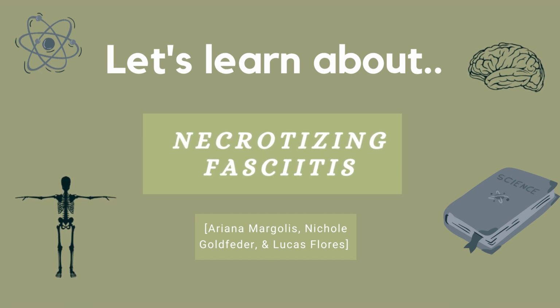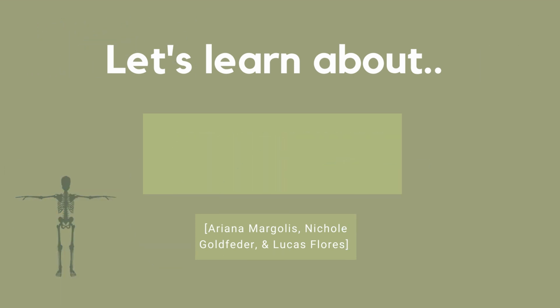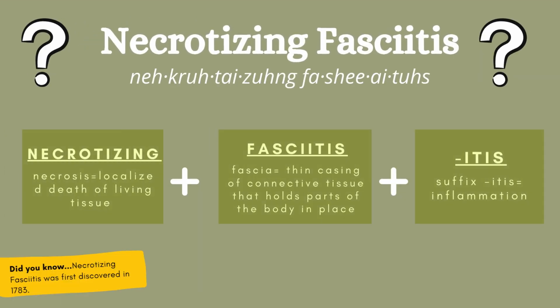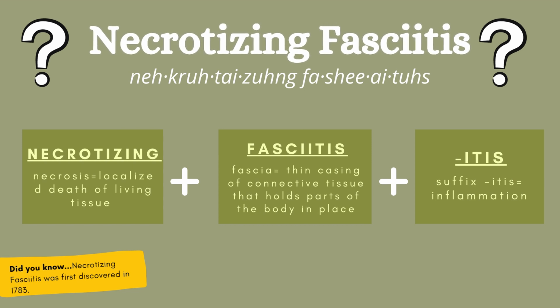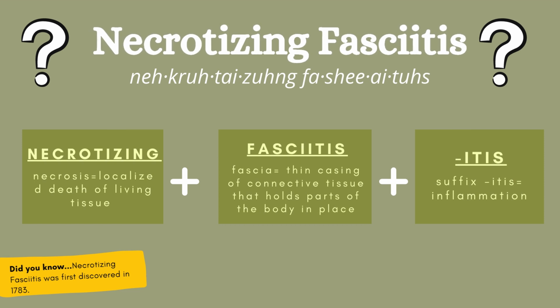Necrotizing fasciitis sounds quite complicated at first glance, but let's break it down. The word necrotizing comes from the word necrosis, which is defined as localized death of living tissue. The root of the word fasciitis is fascia, which is a thin casing of connective tissue that wraps around organs, bones, blood vessels, nerve fibers, and muscles, holding them into place. And finally, the suffix itis means inflammation, so fasciitis is inflammation of the fascia.